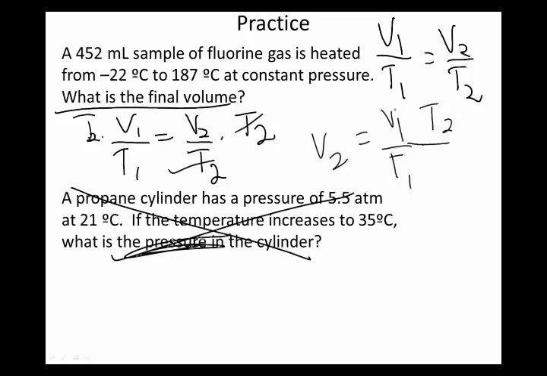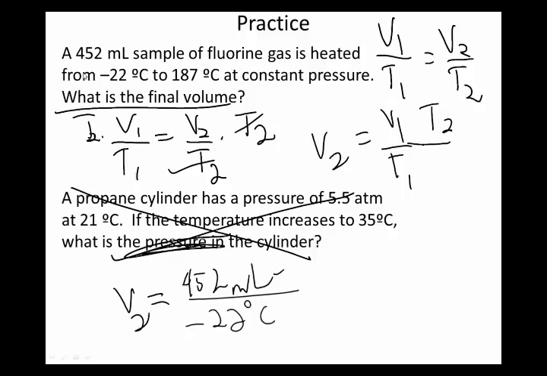So simply put, we solve for V2 equals V1, which is 452 milliliters, and then T2. So here's where we go, from negative 22 to 187. What's my T1? Should be the negative 22, right? So I can just put negative 22 down here, and then I can put 187. Is that all right? Actually, no, we can't do that. We have to convert these into Kelvin first.